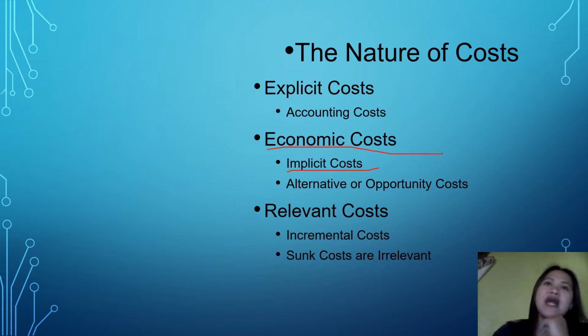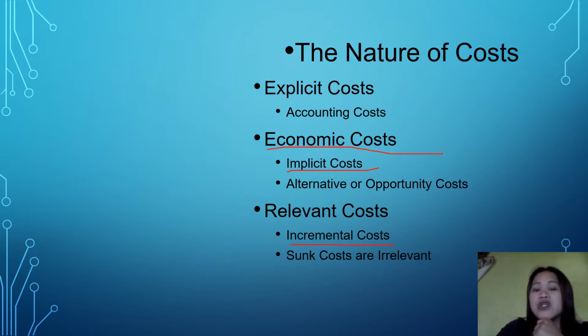Now, when we say incremental cost, these are the costs that we incur on the basis of adding more resources or adding more outputs in the production process. So if we are going to add more production or more output, we need more resources. In that case, we need to spend because of what we had to add. And the expenditures on those added resources or added output are considered to be the incremental costs.